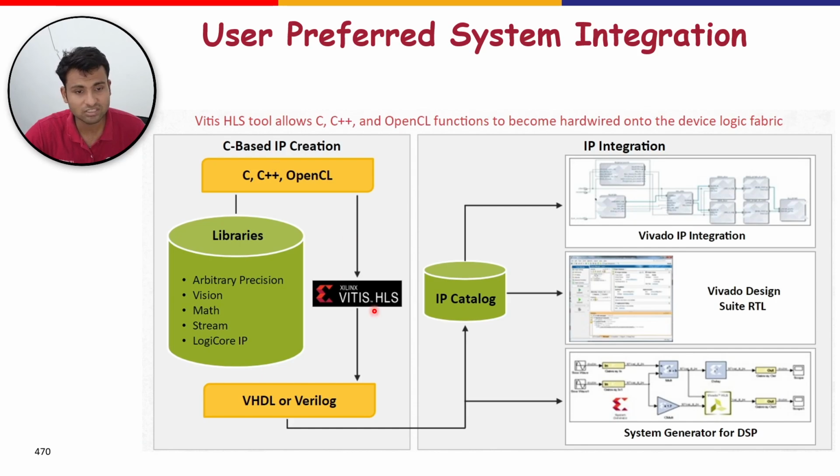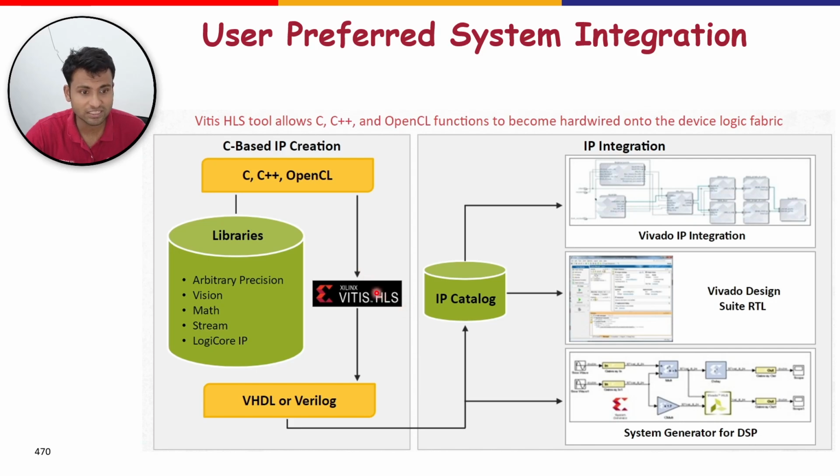The Vitis HLS tool takes as an input the C, C++ or OpenCL code and includes libraries such as C, C++ libraries, math libraries, streaming libraries, Vitis Vision libraries, the HLS IP libraries, etc. along with the code. These libraries contain pre-written code optimized for improving the performance of the design and reducing the time it takes to create a design.